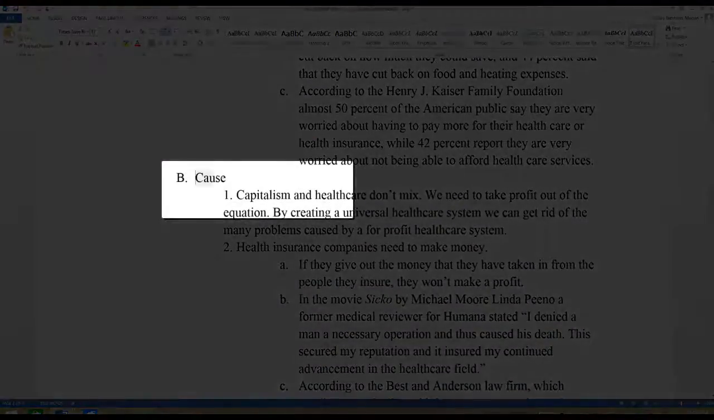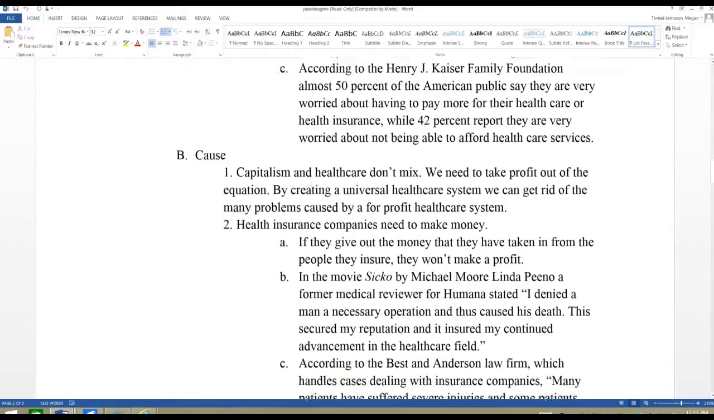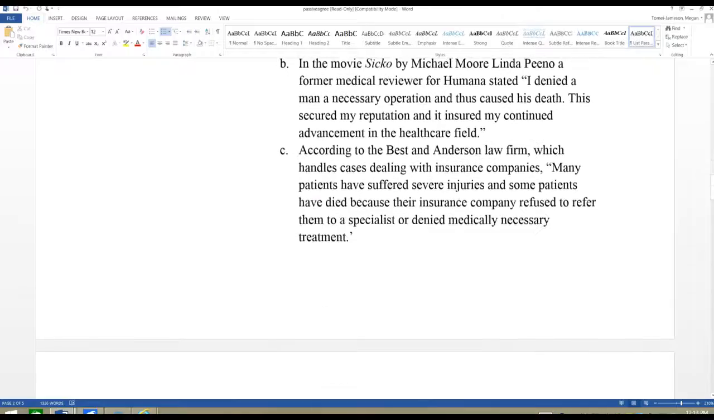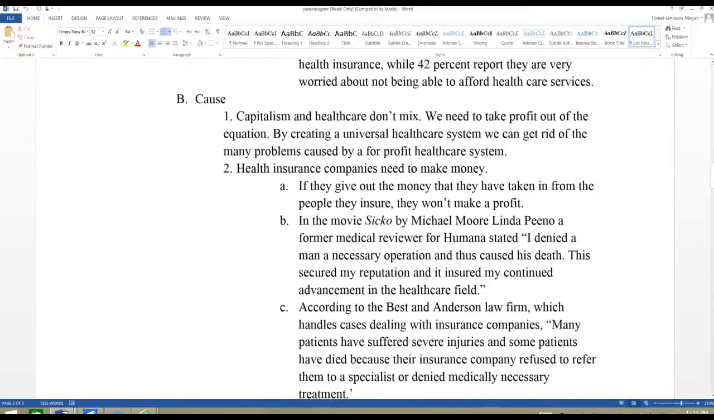The second point is cause. Remember, this is optional. So some students do just problem solution if the cause is not really relevant to persuading their audience. If it doesn't help, you don't put it in. If it does, of course, do put it. So here they're talking about capitalism and healthcare not mixing, and that's majorly what's addressed through the evidence that they're utilizing.